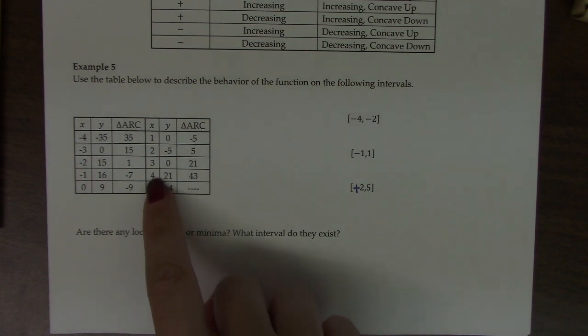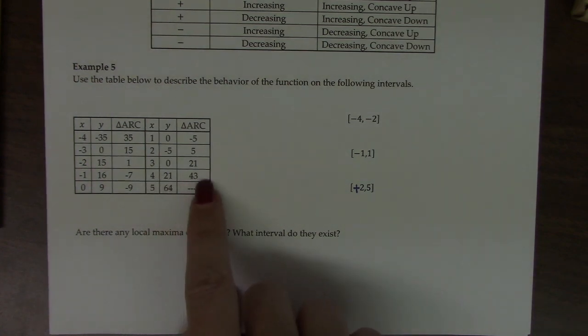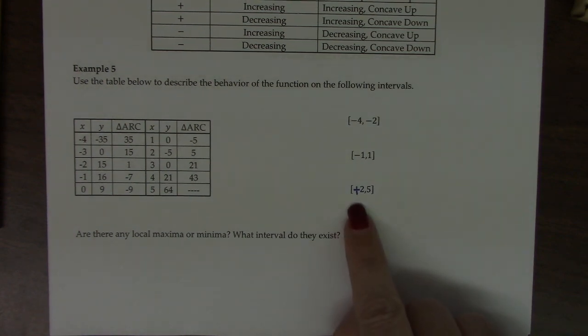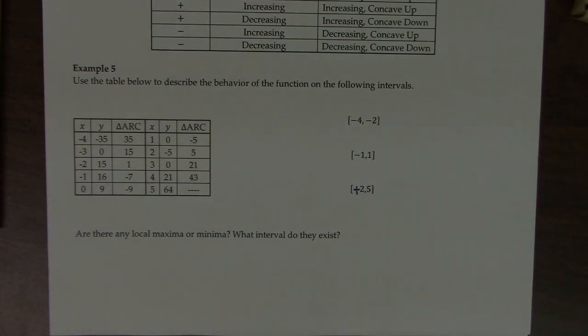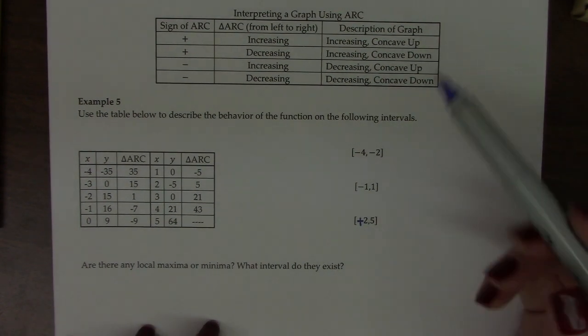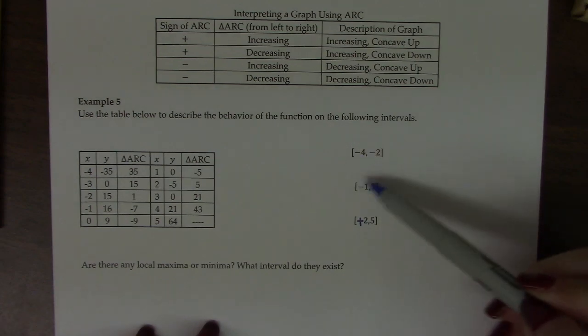So when we look at 4 to 5, that's where this ARC comes from. In your packet, there's a slight typo here. This last interval says -2 to 5. It should say +2 to 5. So let's look at how we read our ARCs and use our table above to interpret the behavior of the graph along these intervals. Once again, these represent the x values.